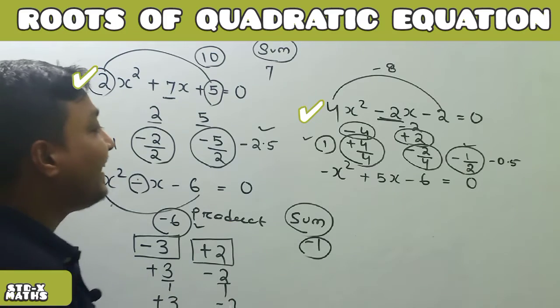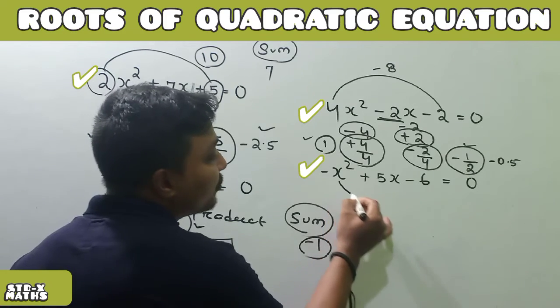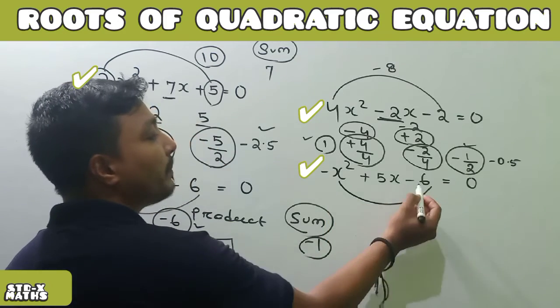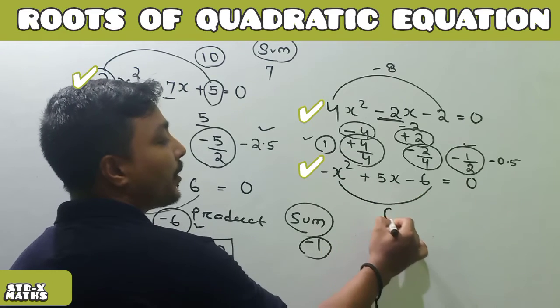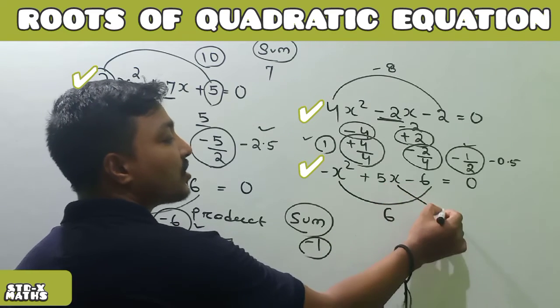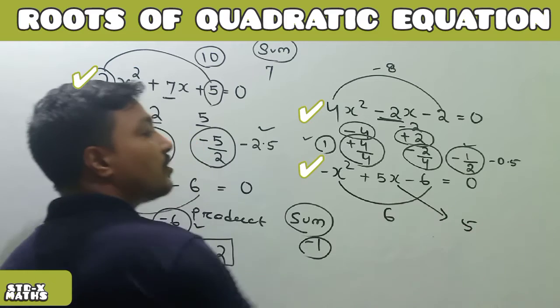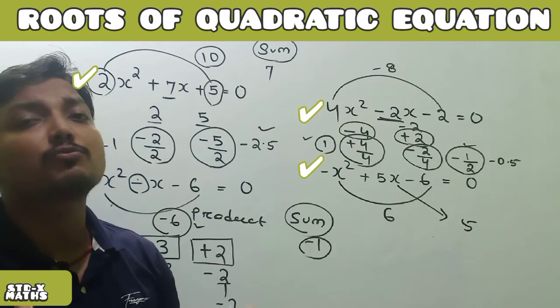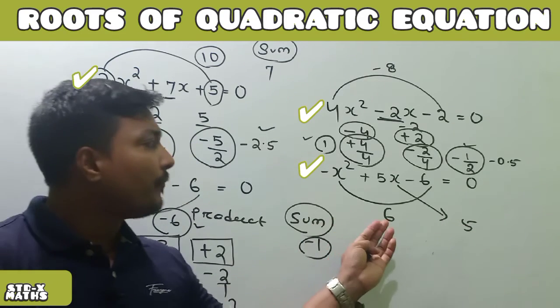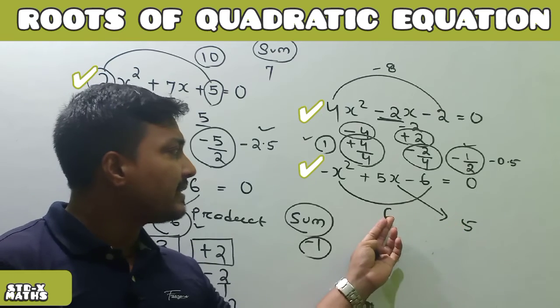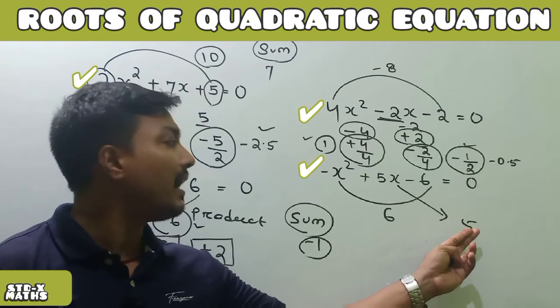Understood perfectly? Next, here the product should be 6, but the sum should be 5. In this question, the product is 6 and the sum is 5.